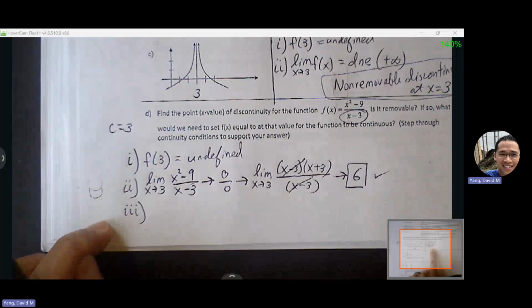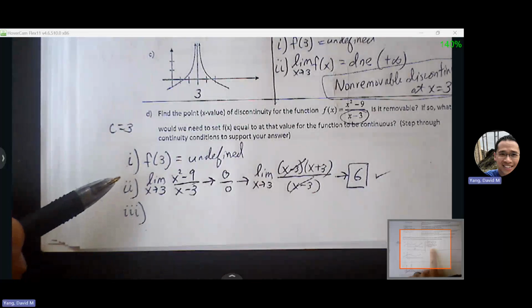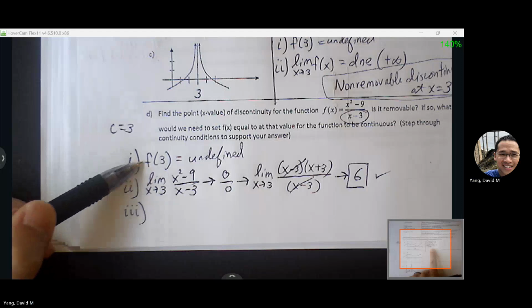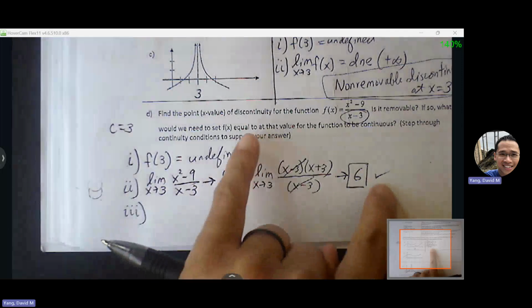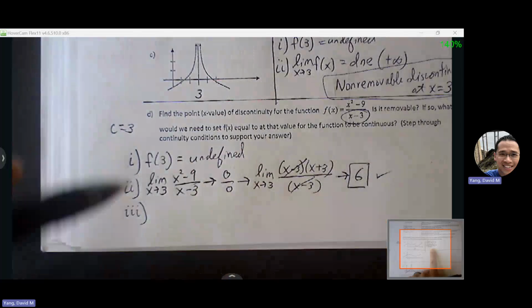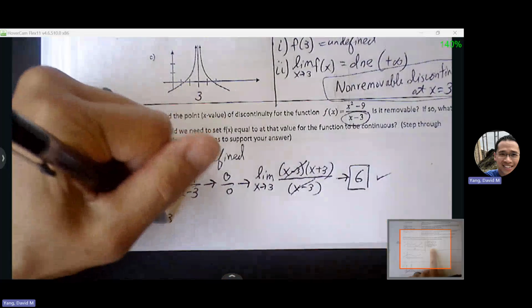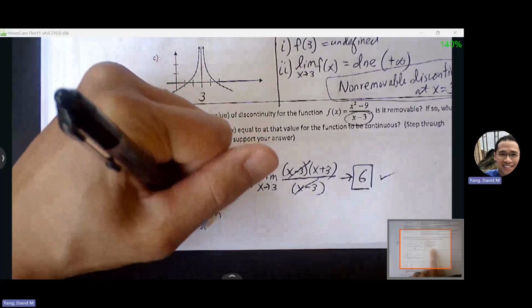Okay, third condition. Is the third condition going to pass? No. And how do we write it in a way where we can show that it doesn't pass? Good. So we don't want to say undefined doesn't equal 6. That's not a strong enough statement. We want to involve these. So this is what I would say: f of 3 does not equal the limit as x approaches 3.